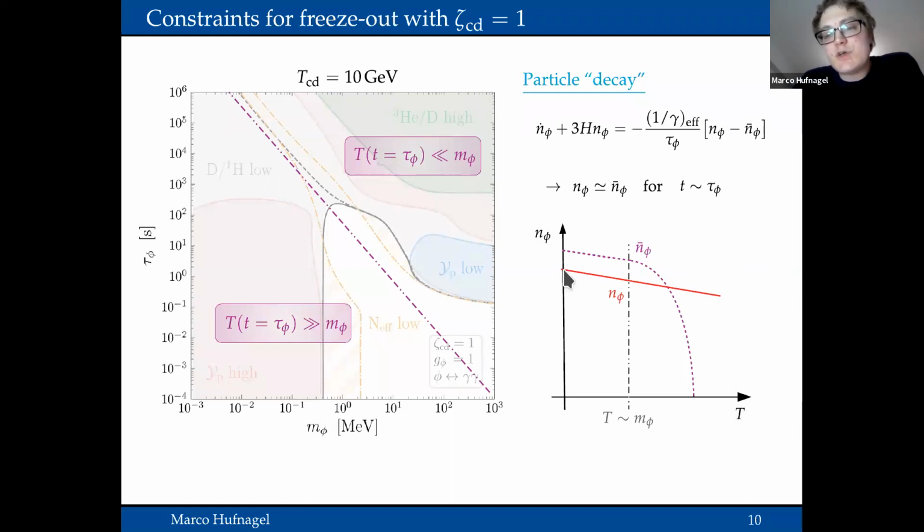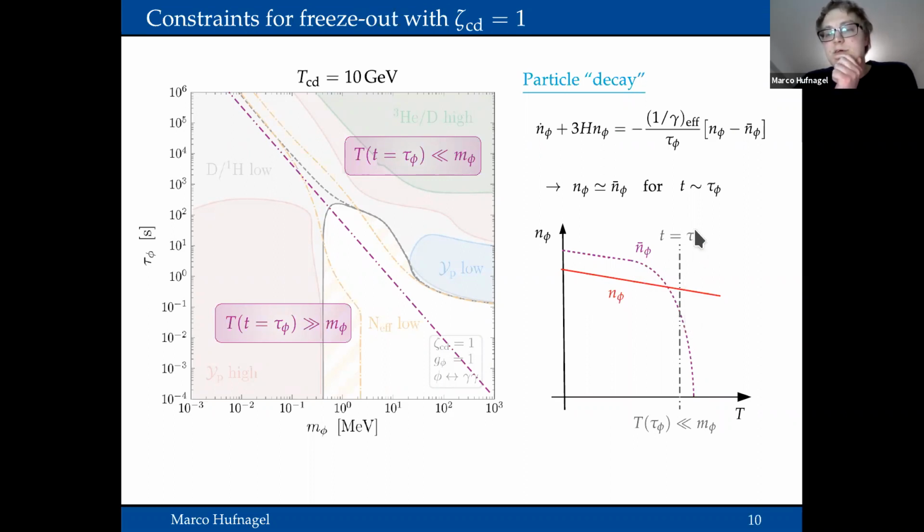And here in red, I show the actual number density of the mediator without decay, so just redshift. And here in purple, I show the number density that the mediator would have if it was in thermal equilibrium with the standard model. And here, for example, you see the Boltzmann suppression. If you reach the mass of the particle, it gets Boltzmann suppressed. And if this particle did not decay, it would just redshift until eternity. However, we know that it has to decay at some point.